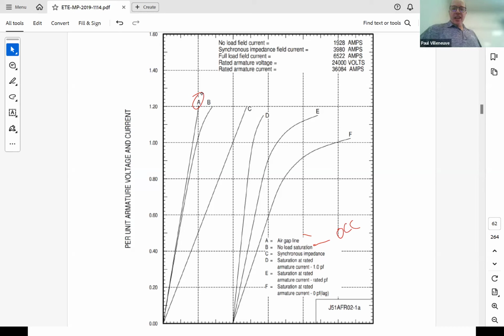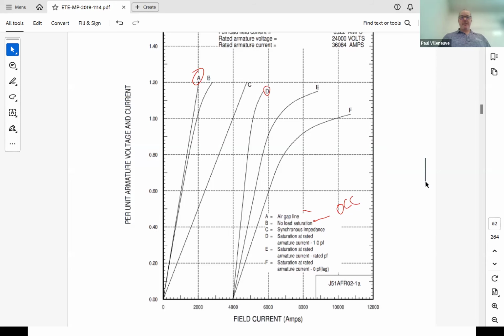D is saturation at rated armature current. So that's a saturation value. And then we have E and F, which are saturation at rated value. So this one does not include the short circuit characteristic, does it? Right? It's not shown there. But you've got an open circuit curve.